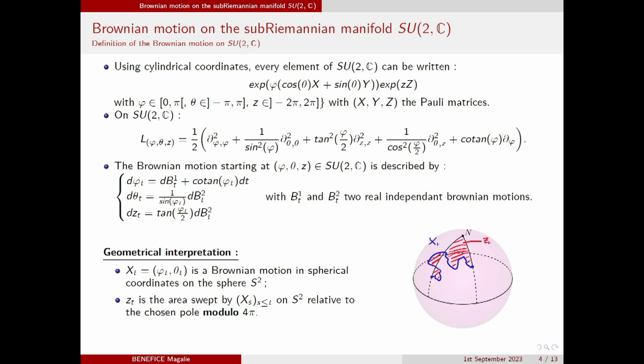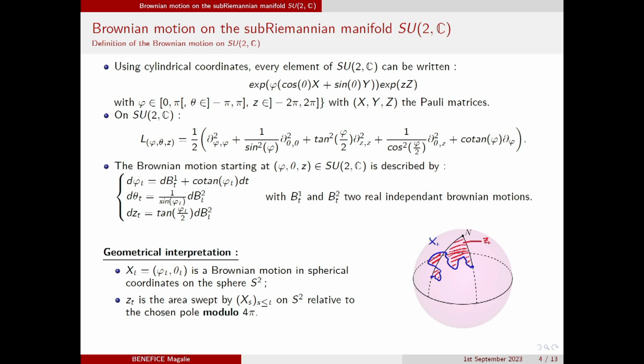In fact, it is exactly a Brownian motion on the sphere. So this is the blue path I drew here. And for the last coordinate, we have a very good interpretation because it is a swept area, the area swept by the path here, so the red path. So this is a signed swept area, so it's negative or positive, but it is like this.